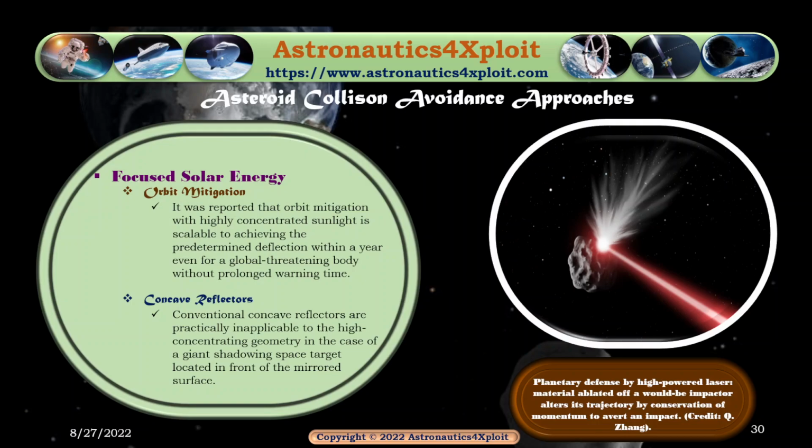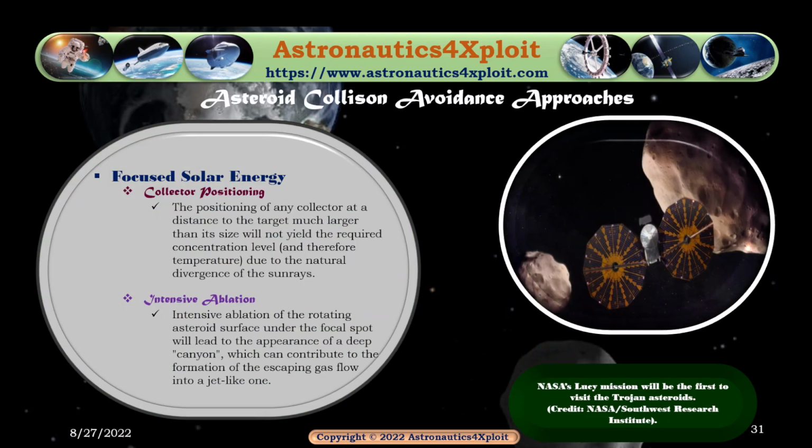This picture shows planetary defense by high-powered laser. Material ablated off a would-be impactor alters its trajectory by conservation of momentum so as to avoid an impact. The positioning of any collector at a distance to the target much larger than its size will not yield the required concentration level and therefore temperature because of the natural divergence of the sun rays.